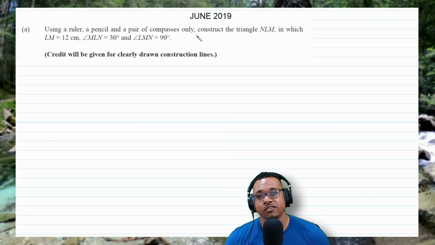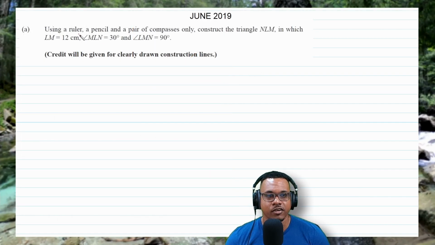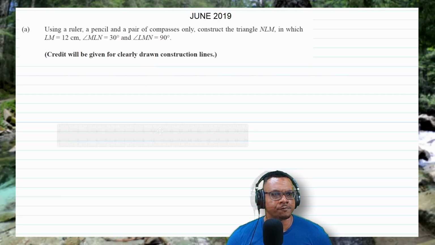So moving on to question 3 for June 2019. Here we have a construction question where we have to use our ruler, pencil, and a pair of compasses only to construct a triangle, NLM, in which LM is 12 centimeters. So I'll draw this first. Then we have the angle at L will be 30 degrees. Remember, the vertex of your angle is at the letter in the middle. So angle MLN is 30. So angle at L is 30. And angle LMN, so the angle at M is 90 degrees.